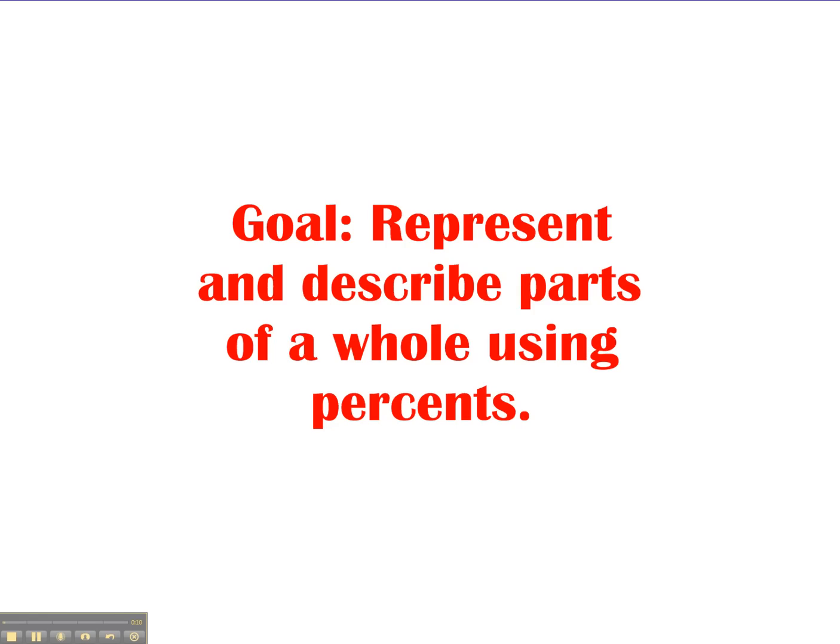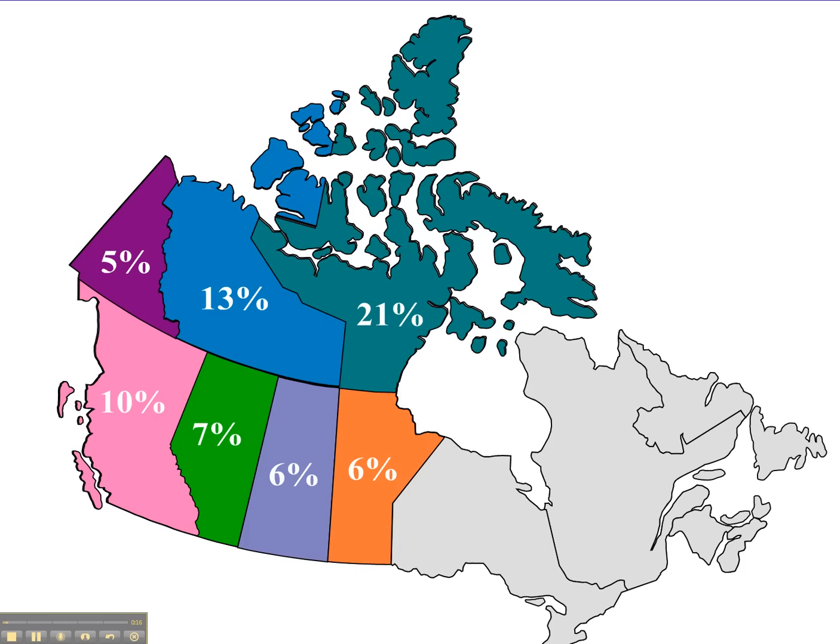Our goal today is to represent and describe parts of a whole using percents. Here's a map of Canada, and I've colored each province or territory with a different color, and I've represented each province or territory with a percentage. This is found in your textbook on page 186, but in your textbook they've used different colors. It was easier for me to use these colors because those were the colors automatically assigned by Smart Notebook software, and I hope that doesn't throw you off if you're following along in the textbook.